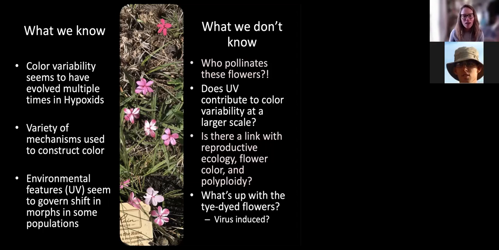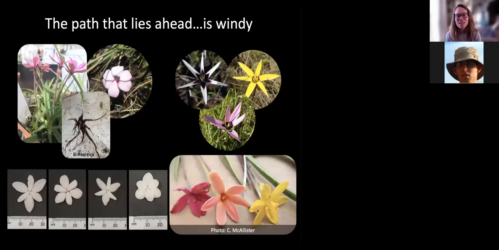And so the path that lies ahead is relatively windy. We're moving forward with our reproductive ecology. And then when Steph and Henny were out in the fields last year collecting Poridias, they noticed this awesome diversity in Capensis, where there were monomorphic versus polymorphic populations. We're really keen to learn more about the genetic diversity and the population genetics of those, and whether or not that links to flower color variability.